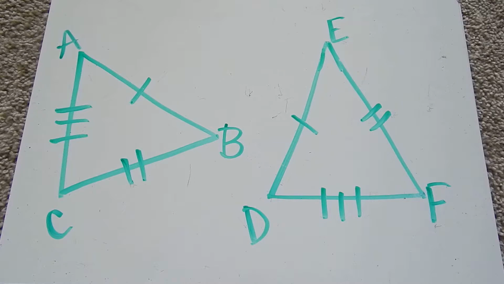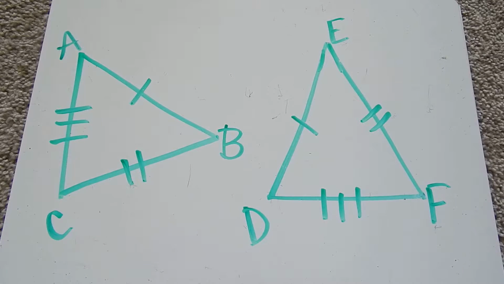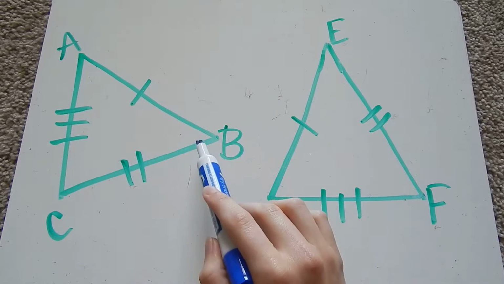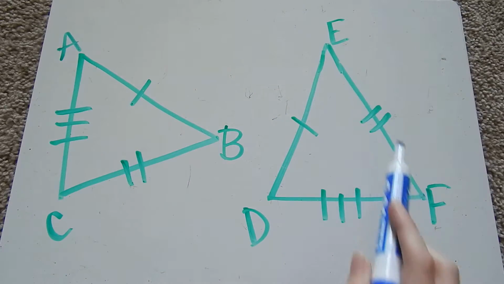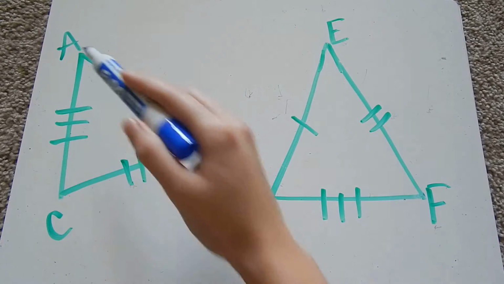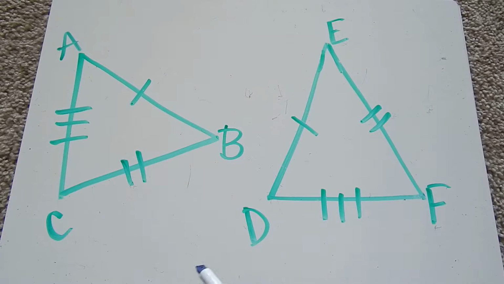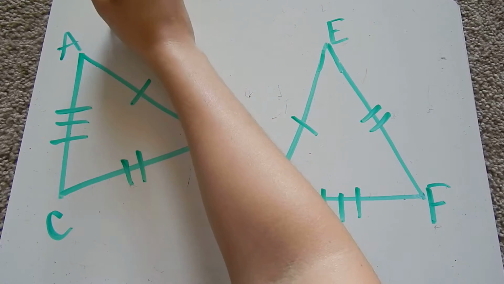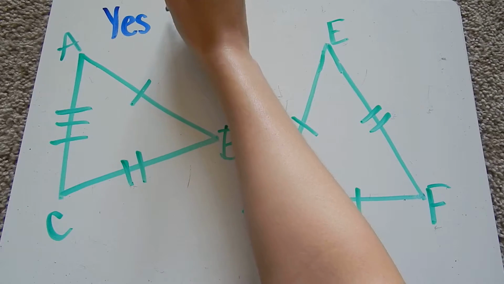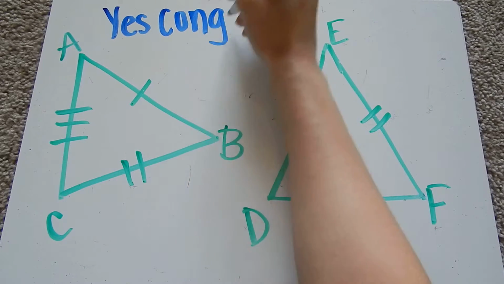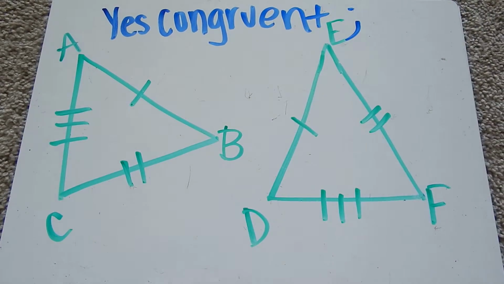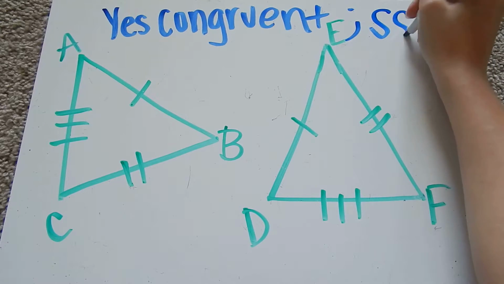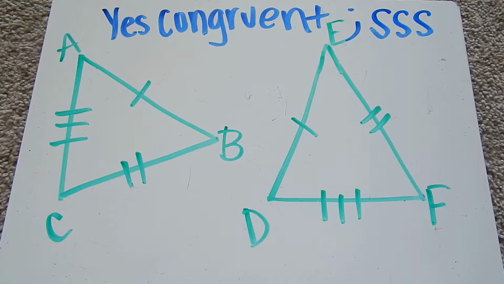Okay, automatically we can see that we have side AB is congruent to DE, side BC is congruent to EF, side CA is congruent to DF, which means all three sides are equal to one of the other. So yes, these are congruent. And the reason is side, side, side. That's how we know that they're congruent.